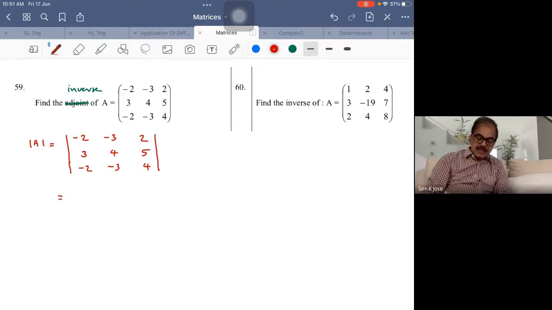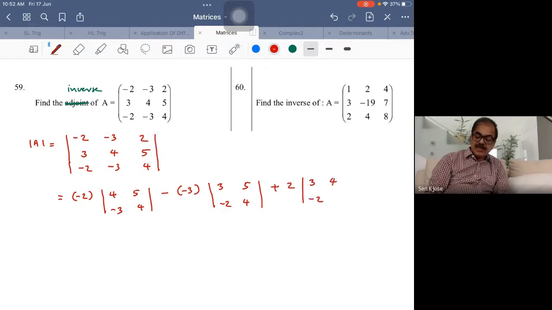So when you expand, it's first element, -2 into its minor. Determinant expansion. Its minor is 4, 5, -3, 4. You can do it in your head. Minus, the second element is -3 into its minor, 3, 5, -2, 4. Plus 2 into its minor, 3, 4, -2, -3.